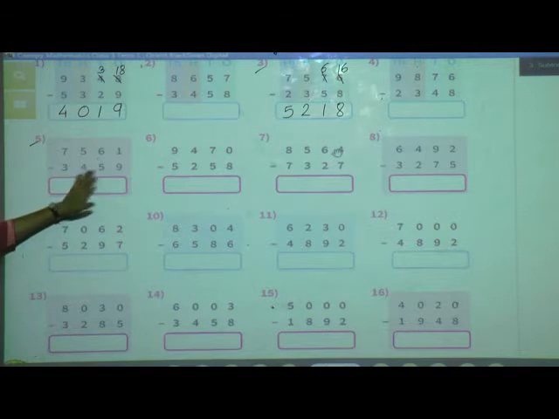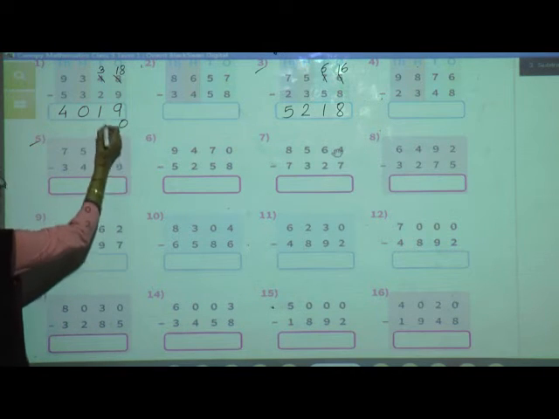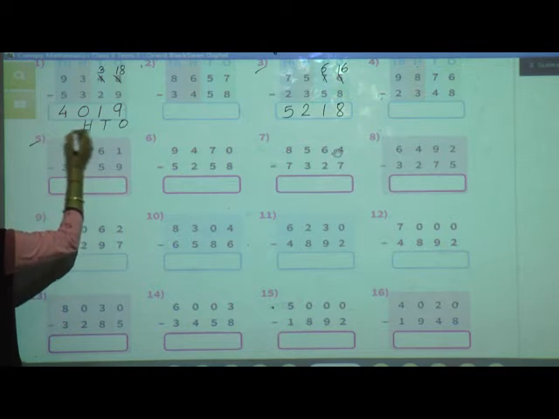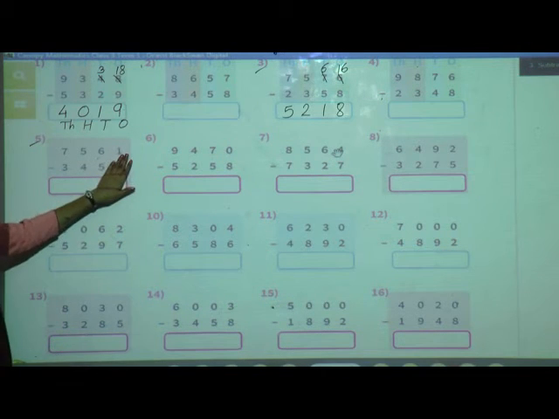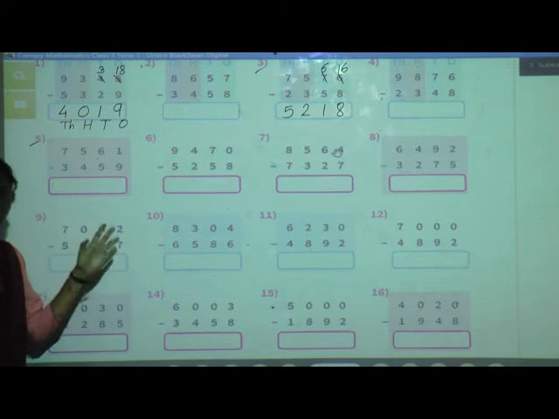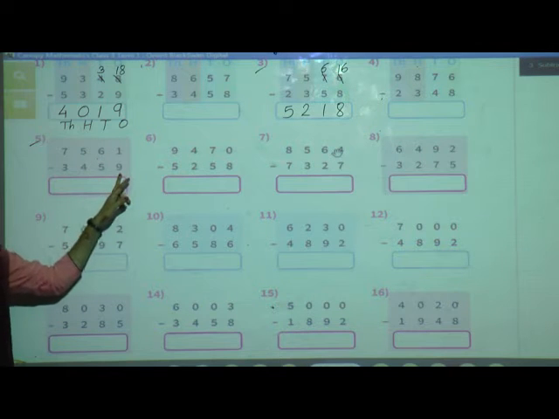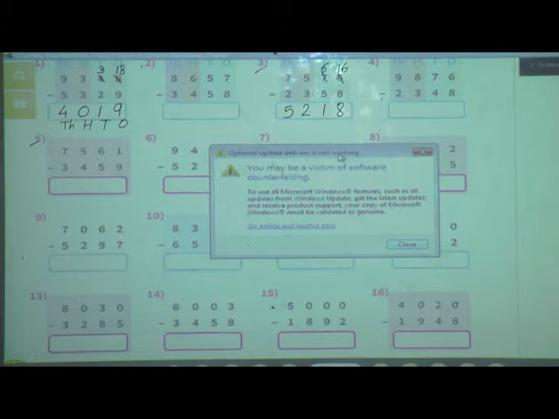3,459. See students, whenever we see a number, at that time always first of all we will write their places. This is ones place, this is tens, this is hundreds and this is thousands place. Okay. Now see the ones place. Here in the first number there is 1 and in the other number there are 9 ones. So 1 minus 9, can we do? No, we can't do 1 minus 9. Why can't we do it? Because 1 is smaller than 9. So we can't do the subtraction.